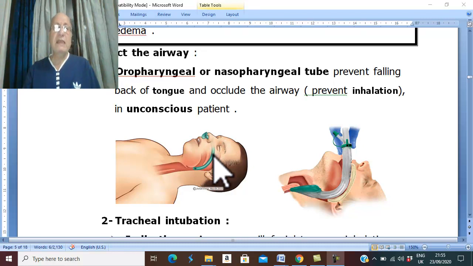The tube is narrow because the nasal opening is small, so you introduce a narrow nasopharyngeal tube. It is better, the oral cavity is wide. You can introduce a larger tube called oropharyngeal airway. The oropharyngeal airway prevents falling back of the tongue and keeps the airway open to prevent inhalation of blood, vomitus, or secretion.